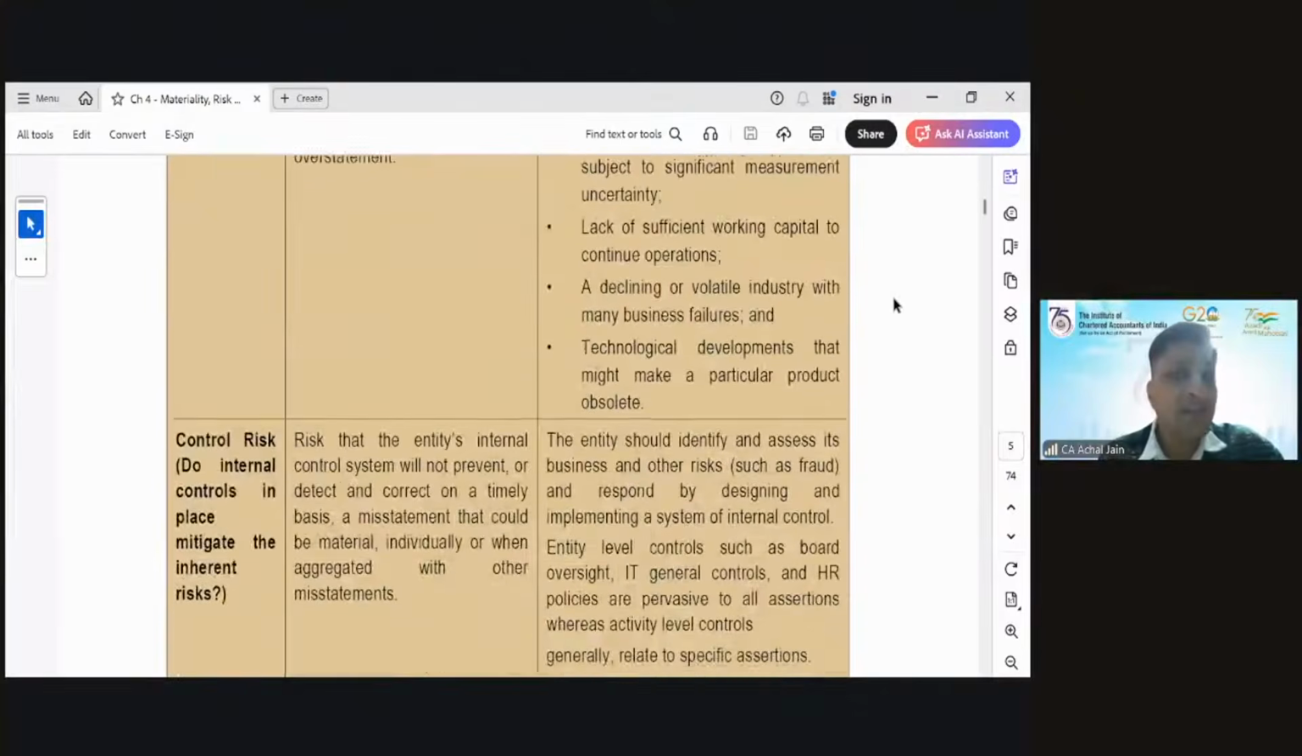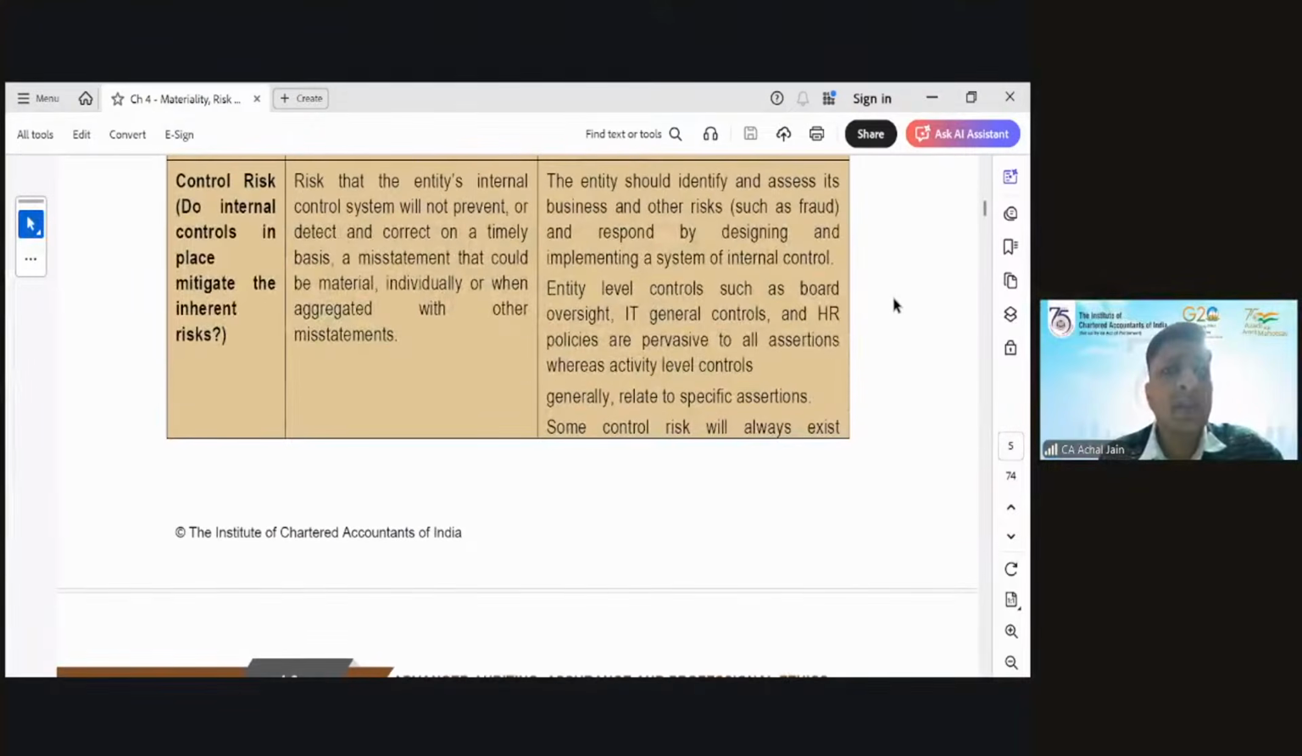Now, in this case, there is one risk that we talked about, and what is that? Inherent risk. Now, what is the second risk? Control risk, meaning the risk related to the control system of the organization. We are not talking about the control system of the auditor, we are talking about the control system of the organization. Now, what is this risk? It's a risk that the entity's internal control system will not prevent or detect and therefore not correct on a timely basis any misstatement that could be material.